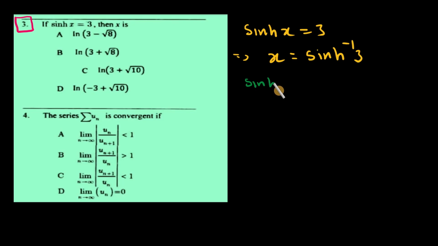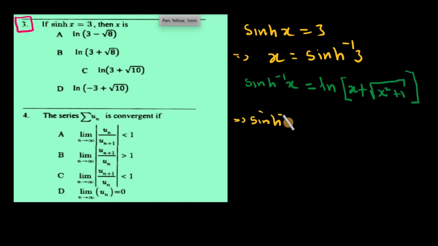Number 3. If sin x is equal to 3, then x is A, B, C, or D. Sin x is equal to 3. It means x is equal to sin inverse of 3. You know, sin inverse of x can be expressed in the form ln of x plus root x squared plus 1. That means sin inverse of 3 is equal to ln of 3 plus root 3 squared plus 1.